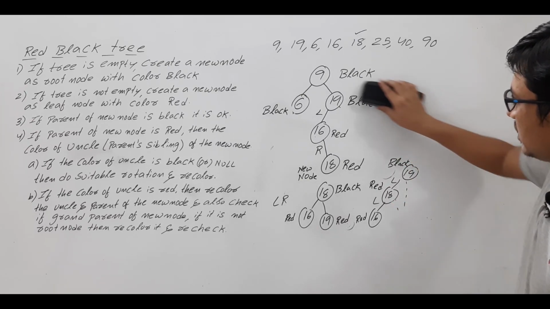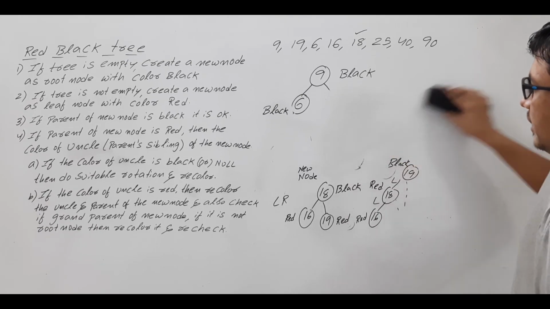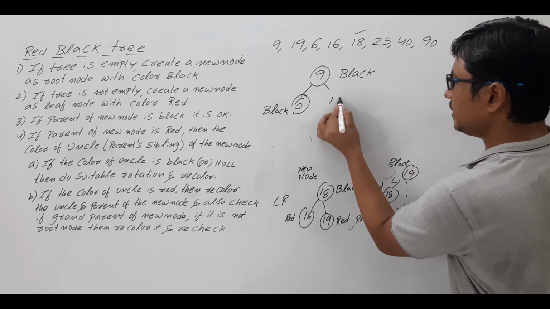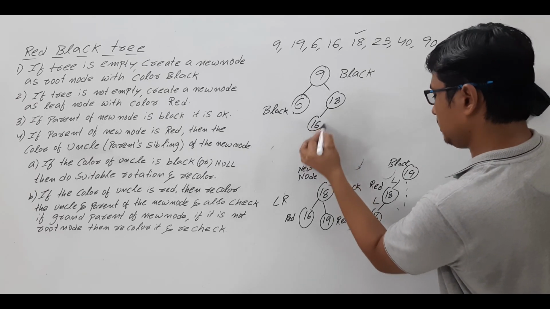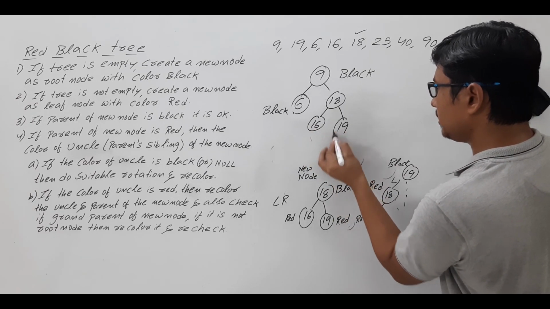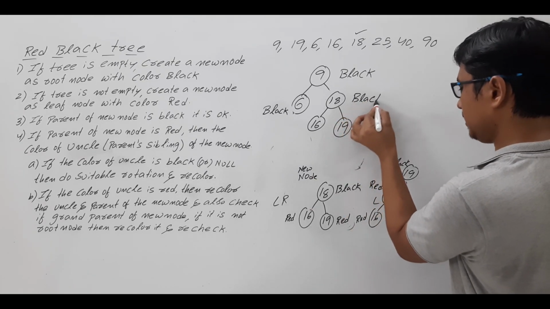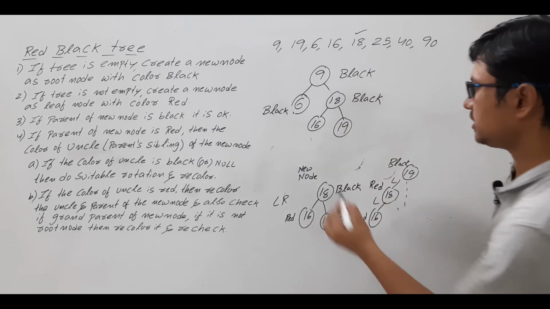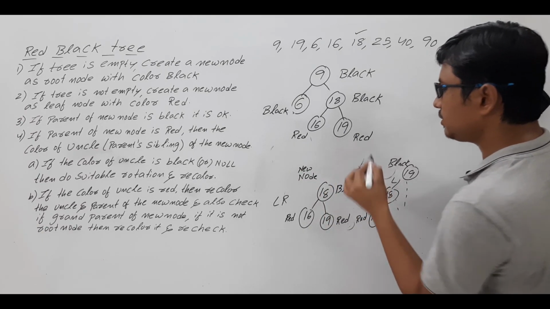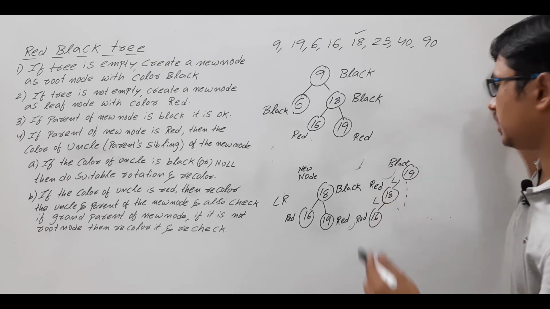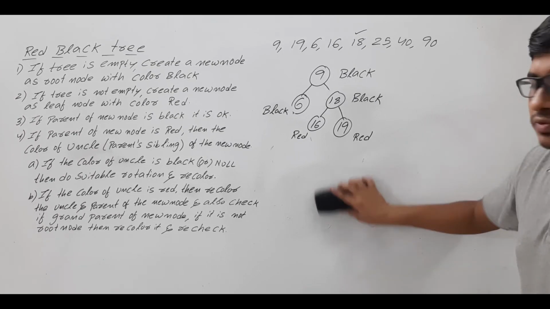So the first thing is that I need to remove this one and I need to keep 18 here, 16 here, 19 here. 18's color is black, 16's color is red, 19's color is red. Now you need to check whether the properties are satisfied. I am damn sure that all the properties of the red black tree will be satisfied.